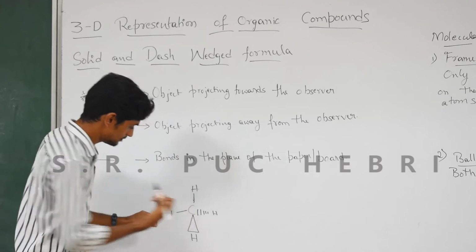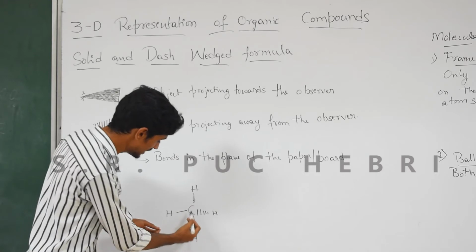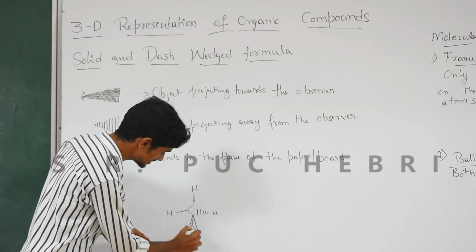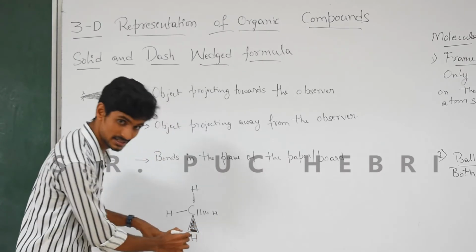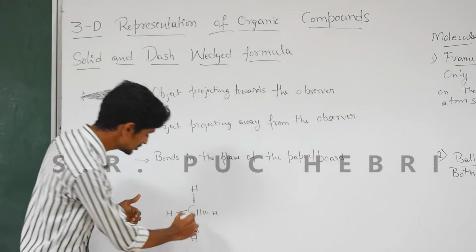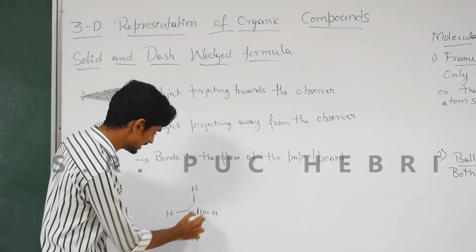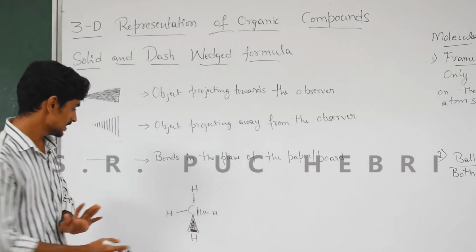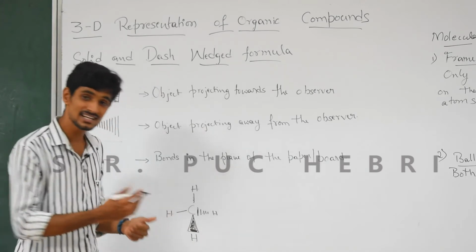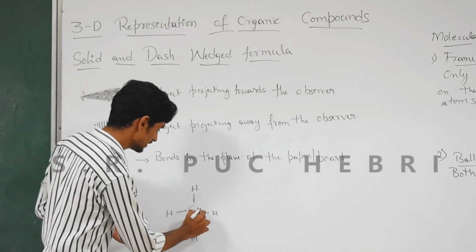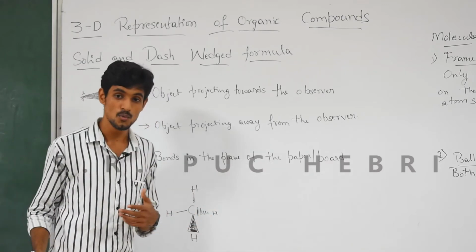So if the atom is towards you, this indicates that the size increases. So here is how the size has increased. And if it goes away, then you can see it decreasing. Why is it like this? Because as this one is near to you, it is clearly visible. So this is written as dash, because when it is away from you, it is not clearly visible.